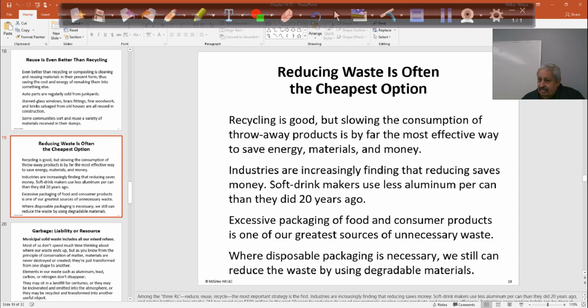And soft drink makers using less aluminum per can, they did 20 years, correct? That's, I went up to almost 30 years ago. Excessive packaging of food and consumer product is one of our greatest sources of unnecessary waste.